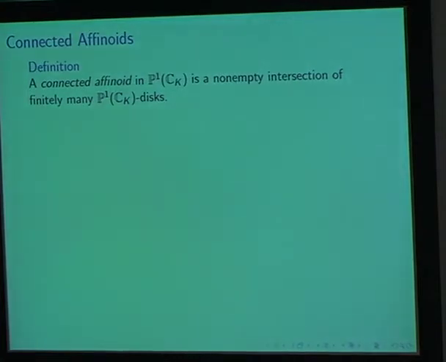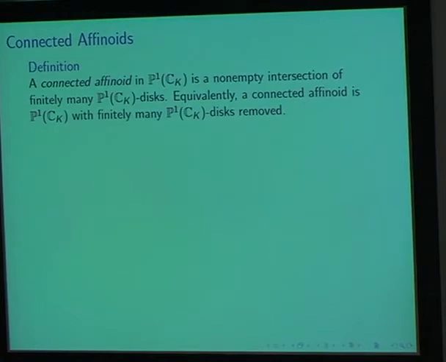By the way, one thing to worry about here: it's called a connected affinoid. Remember, however, CK is a totally disconnected space, as is P1 of CK. So in spite of the name, a connected affinoid is not connected as a topological set. Again, it has this Cantor set kind of feel to it, but that's what it's called.